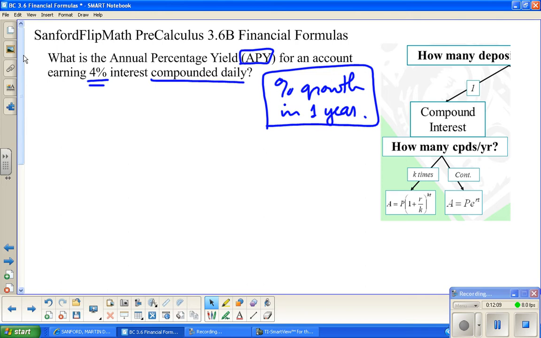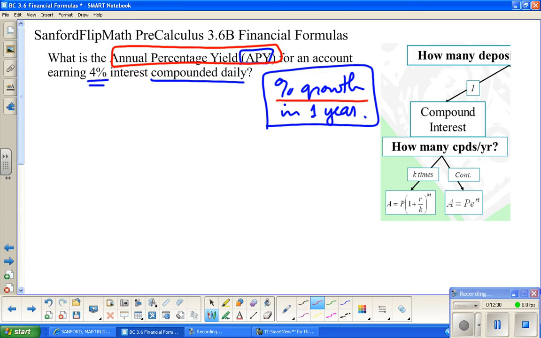So let me just tell you now, I already know the answer is going to be 4 point something percent. It's going to be a little more than 4% because I'm compounding more often. I earn interest more quickly. Okay, so what I'm recommending is, anytime you do an annual percentage yield, we want to know the percent of growth.